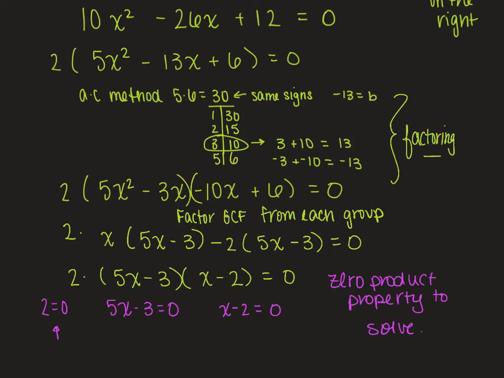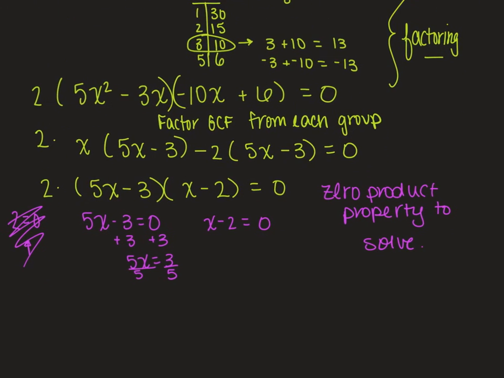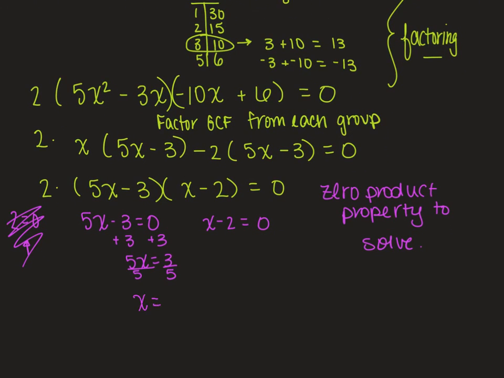So over here, this should be pretty clear that 2 does not equal 0, so this does not matter to us. It did not work, so it's not an answer. Over here, we can solve for x by adding 3. So we get 5x equals 3, and then dividing by 5, we get x equals 3/5.